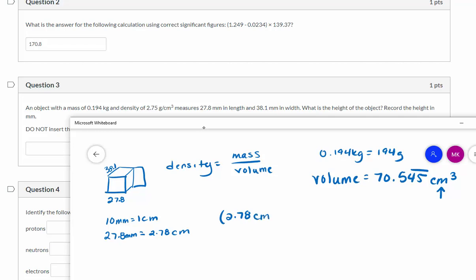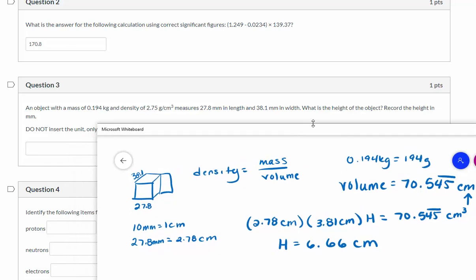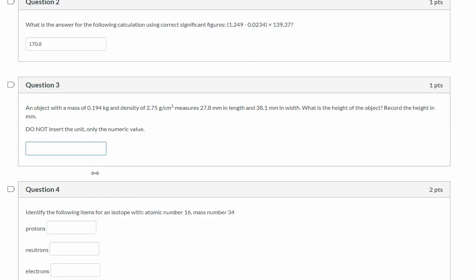So if I'm going to take my length times my width in centimeters times the height that I don't know yet, that is going to be equal to 70.545 centimeters cubed, and I left that value in my calculator. And I'm actually going to divide both sides by 2.78, and then divide both sides by 3.81. That gives me a height of 6.66 centimeters. It says to record the height in millimeters. So I'm going to record 66.6 millimeters for that height.